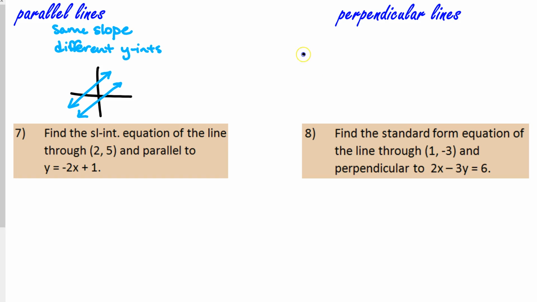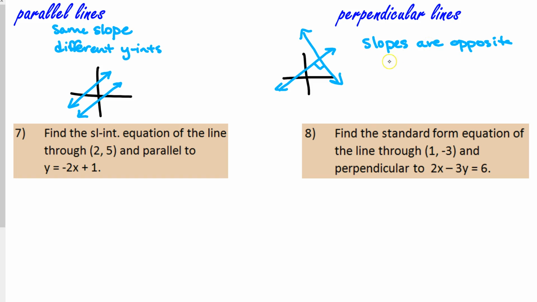Whereas perpendicular lines, if one is increasing, the other is decreasing. If one is horizontal, the other is vertical. And their slopes are opposite reciprocals. One is positive, one is negative, and then reciprocals like 1/3 and 3 over 1, 7 over 2, 2 over 7. So you have to have the opposite and the reciprocal. So, for example, 3/2 and negative 2/3 are opposite reciprocals.